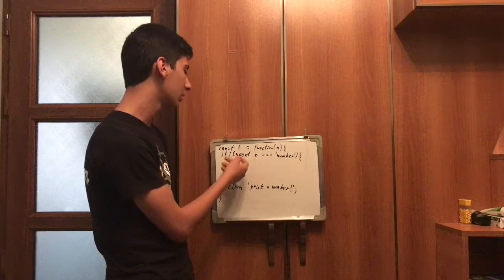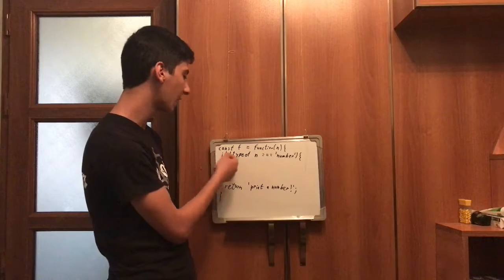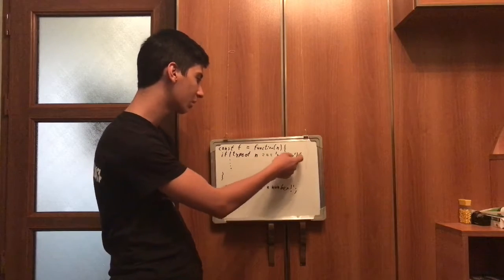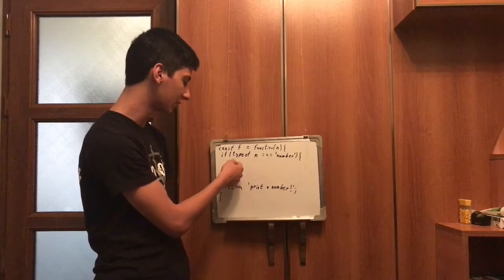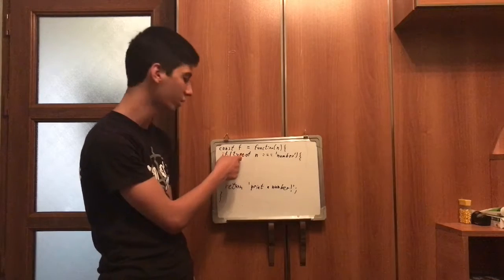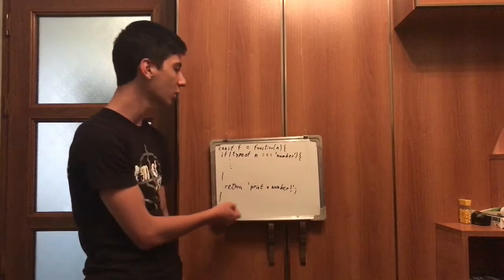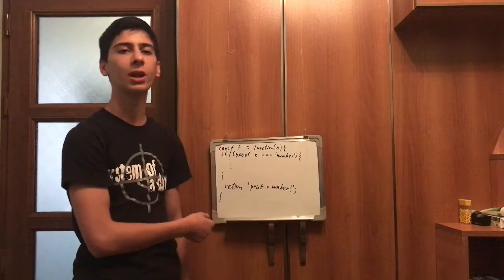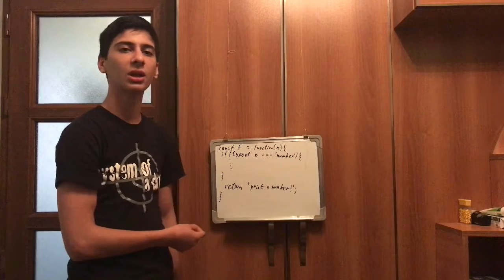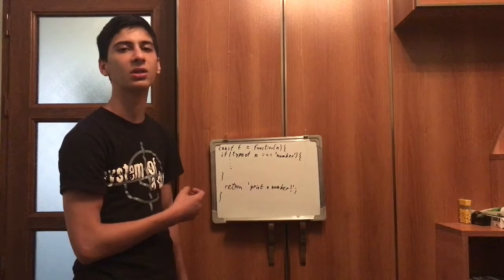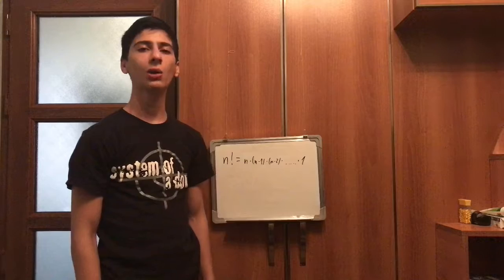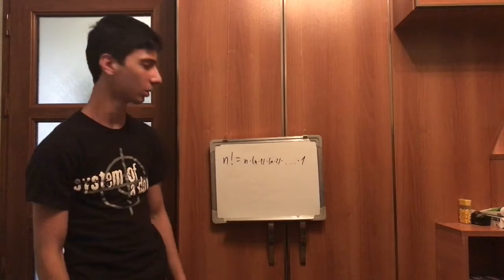So now you can write if typeof n is equal to number, then do everything that's written here, which is the recursion. Else it will return print a number. So now this function will only run if you print a number and if the number is bigger than 0. Now let me write another recursion code.